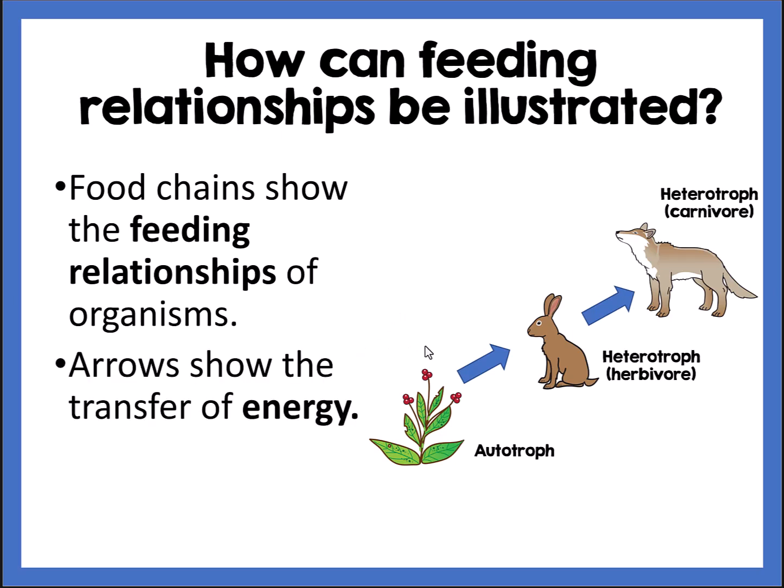In a food chain, arrows show the transfer of energy. So plants have energy stored in chemical bonds in their leaves that they've produced from photosynthesis or chemosynthesis. And the heterotrophs or consumers are then going to transfer that energy into their own bodies by eating it. So the transfer of energy is continuing up this food chain, represented by arrows.